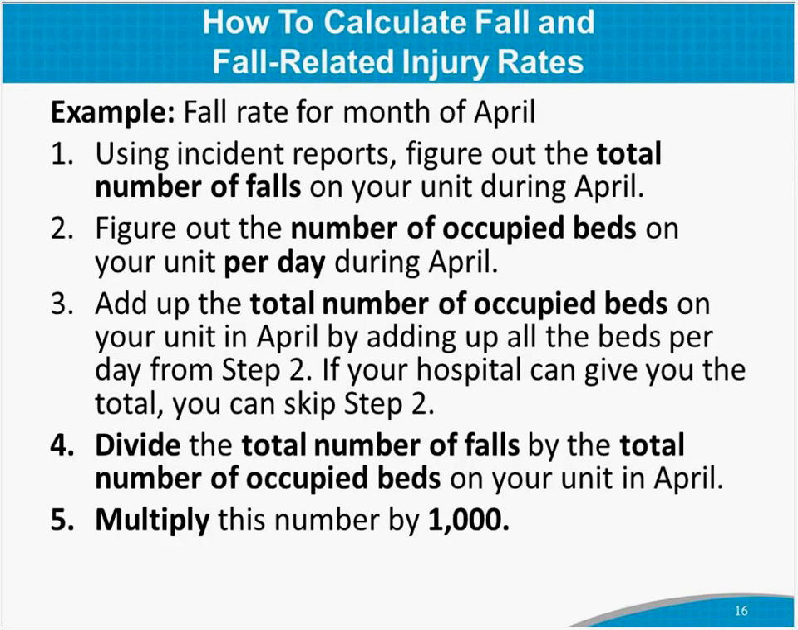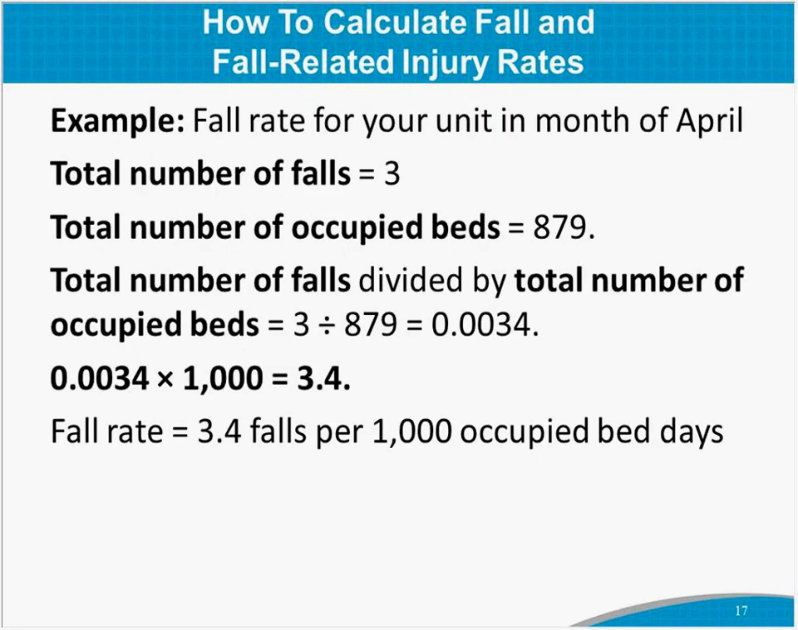What does this look like? Let's give an example. Let's look at the fall rate for the month of April. You'd look at the total number of falls on your unit, and then you would add up the total number of occupied bed days on your unit. Then you would divide the total number of falls by the total number of occupied bed days on your unit in April, and you multiply it by 1,000 so that you'd have a number that makes sense and is patient focused.